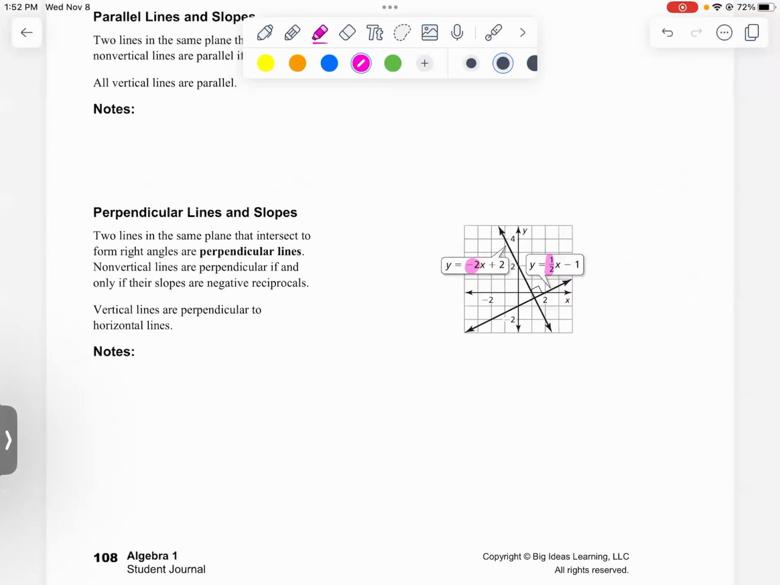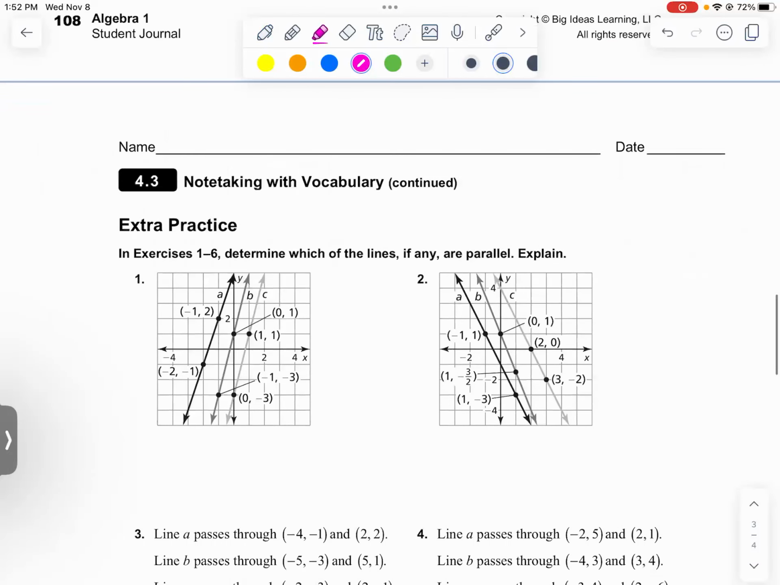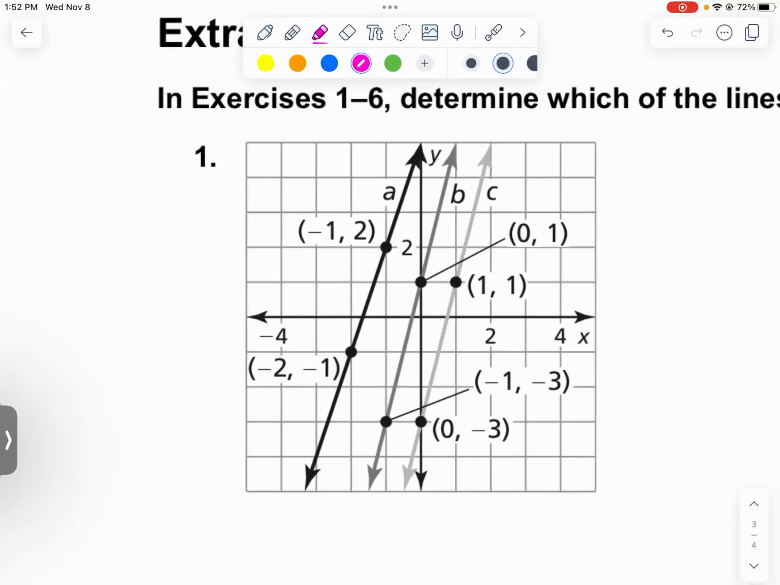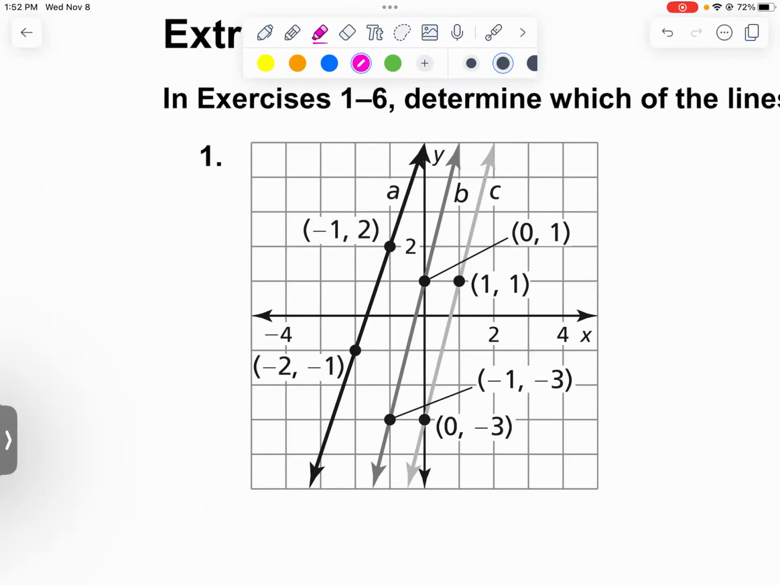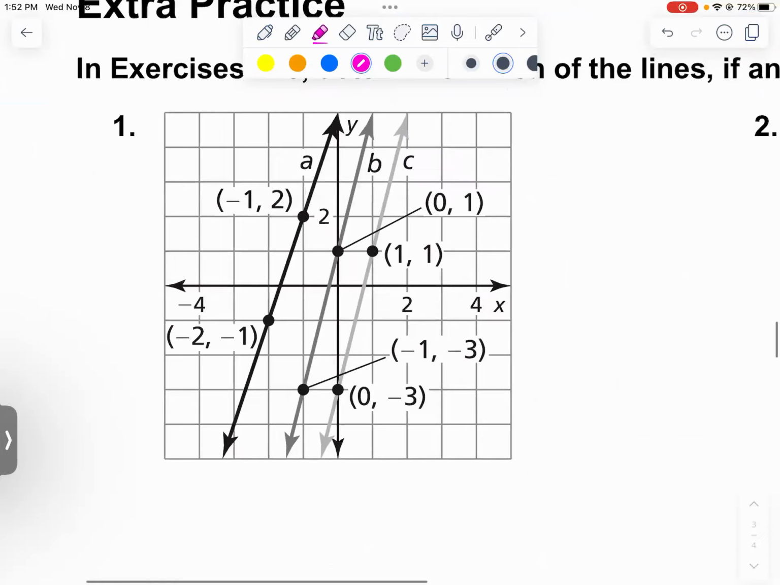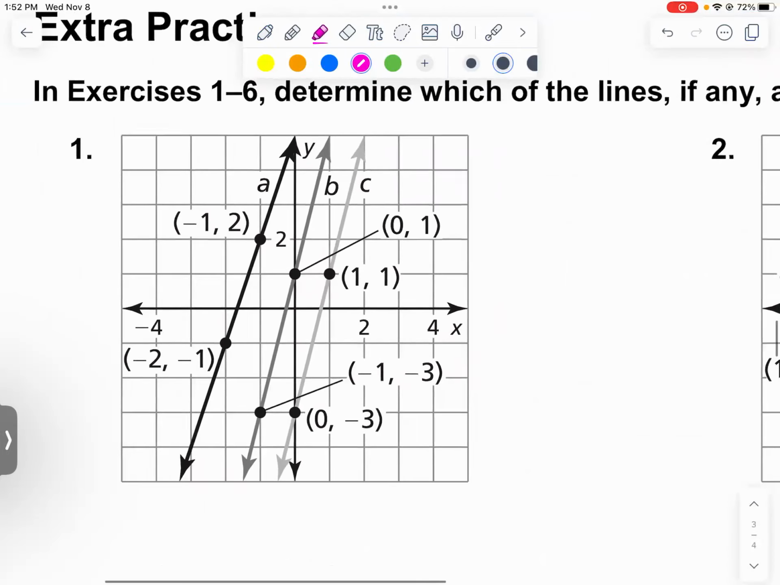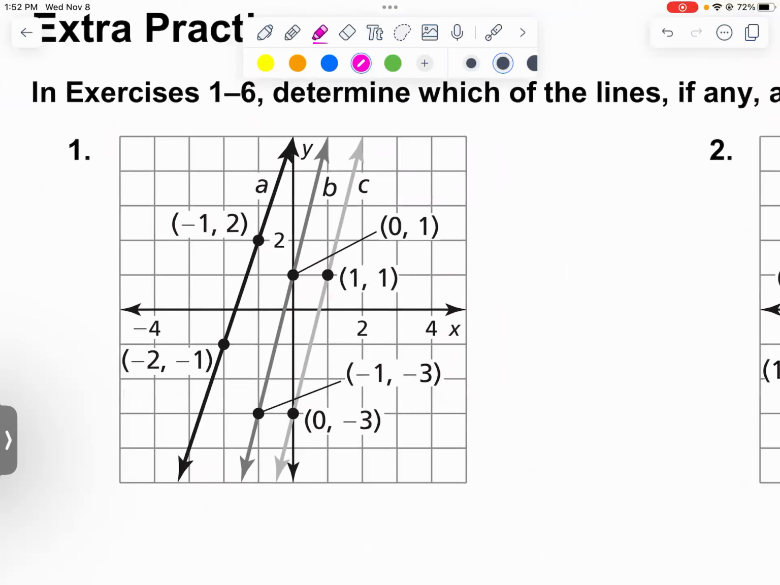Okay. So what I'm going to have you do, I'm going to have you slide over to that page 109, and I want you to look at problem number 1, and I want you to find me the slopes of lines A, B, and C. Find the slopes of the 3 lines in number 1. Just number 1.